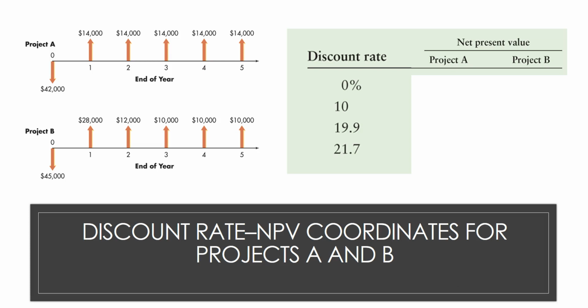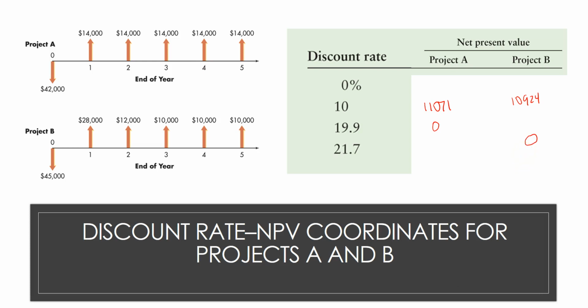So assuming these different discount rates, let's calculate our net present values. We've already done it for 10%. We did that a few lessons ago. For project A, the net present value at 10% was 11,071, and for project B, it was 10,924. We know that the internal rate of return for project A is 19.9%, so that would be a 0. And for project B, the internal rate of return was 21.7%, so that's also a 0.